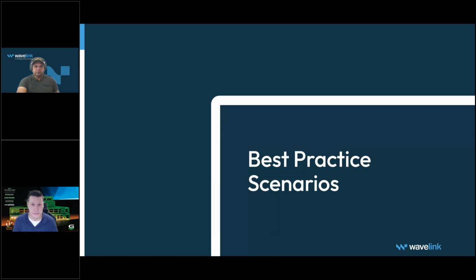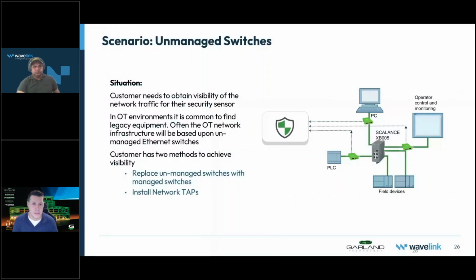Best practice scenarios. Unmanaged switches, again, diving into these a little bit deeper. Customer needs to obtain visibility into their network traffic for their security sensor. In an OT environment, it's common to find legacy equipment. Often OT infrastructure will be based on unmanaged Ethernet switches.